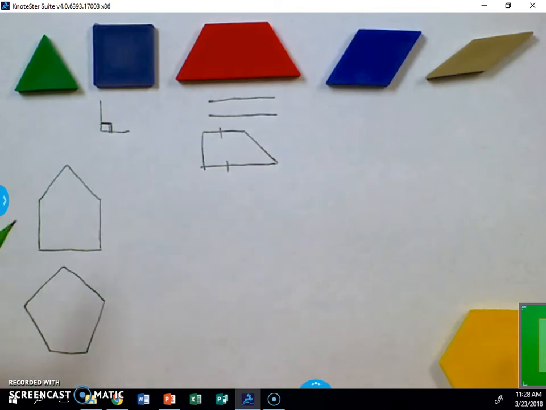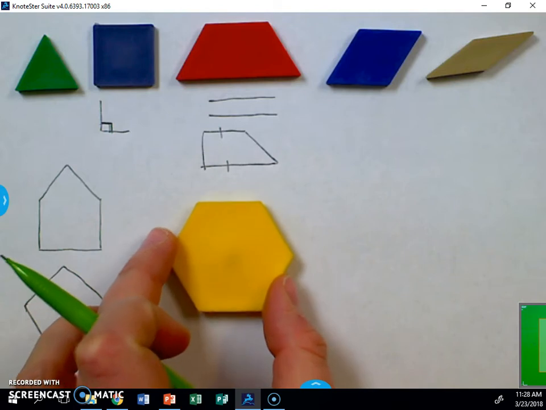The next shape we're going to talk about is a pentagon. A pentagon can look different ways. As long as it has 5 sides and 5 angles, it is considered a pentagon. Some students like to call this the house shape. It's very hard sometimes to correct them and make them understand that it's not necessarily a house, it's a pentagon. This shape down here is also a pentagon.